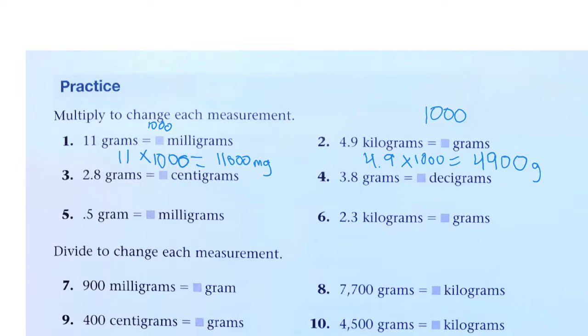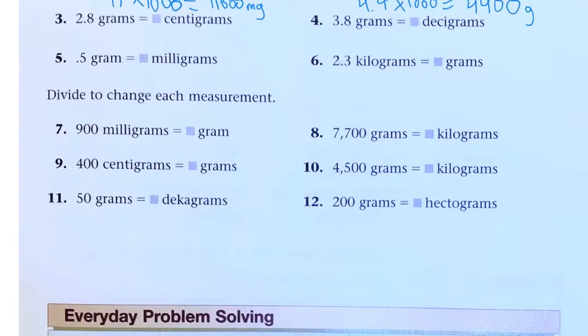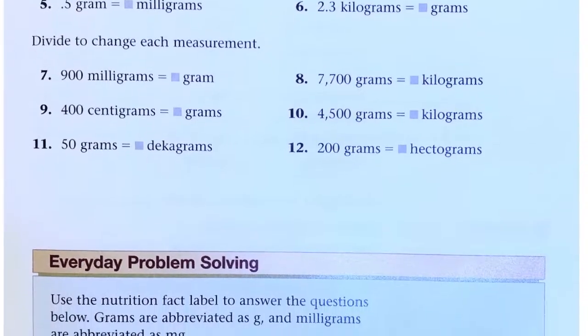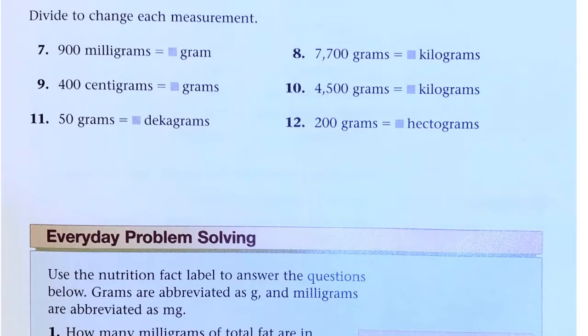That's the idea with multiplying. The metric system is based on units of 10, 100, 1,000. So when we move from one unit of measurement name to another, we figure out if we're moving from smaller or larger, and then you can move the decimal point by the number of zeros with your fact.